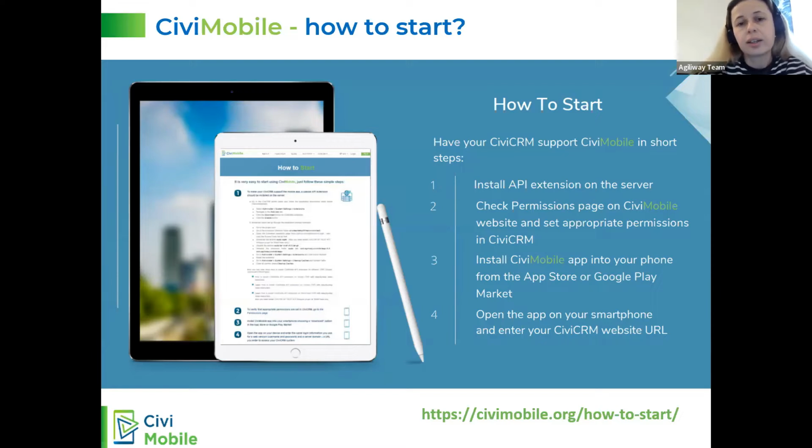Then, as the fourth step, you need to connect CiviMobile from your device to the CiviCRM of your organization. When you install the CiviMobile API extension, you will get a QR code below on CiviCRM, and you just need to scan it from your mobile, and it will be automatically connected to your device.